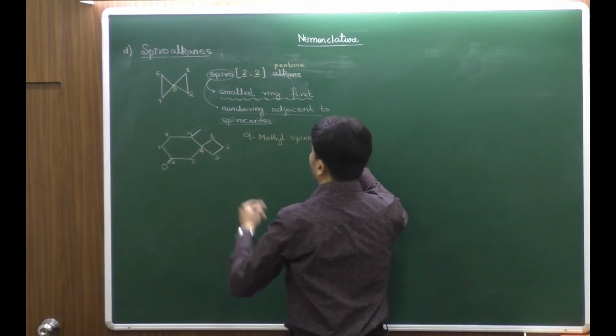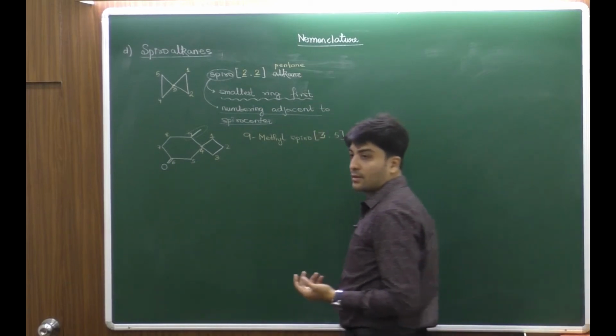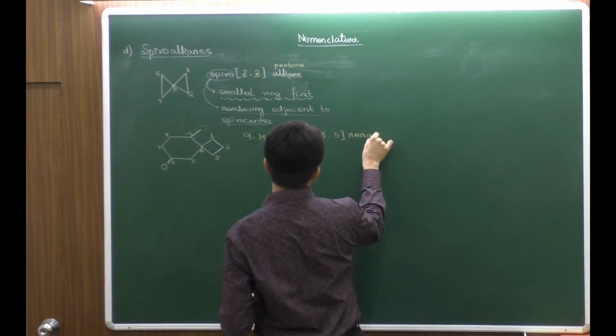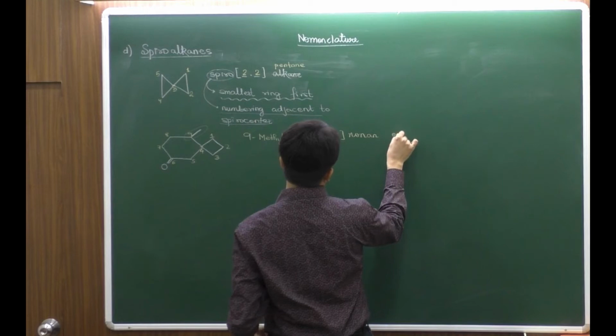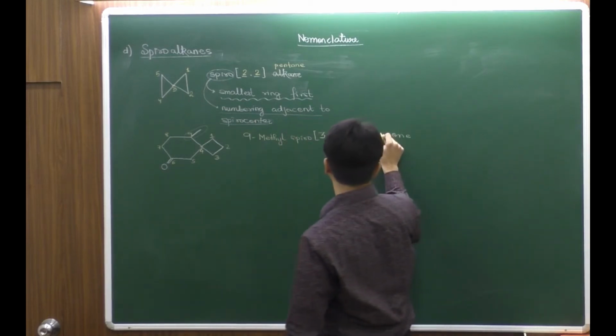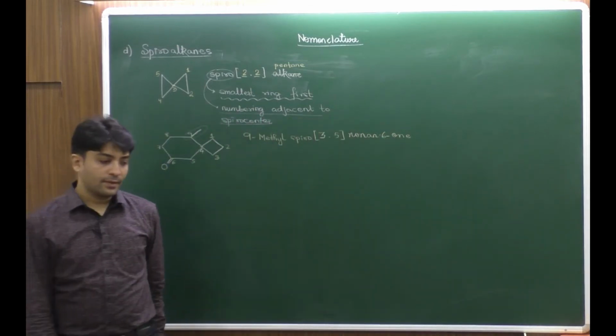Then the parent. Parent is 9 carbon, so we have nonane. And for ketone, the E will be dropped and replaced by the word one at the position of 6. So it's nonan-6-one. Correct?